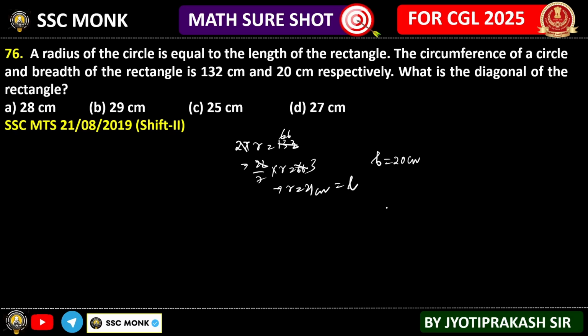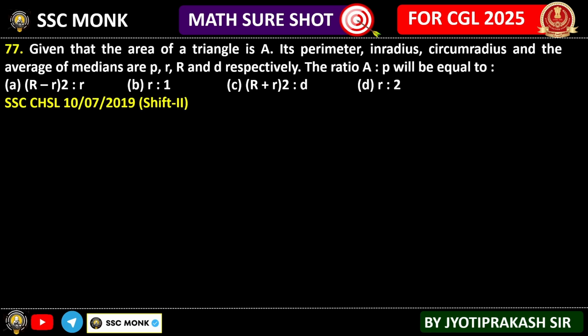So what is the diagonal? Square root of 21 square plus 20 square, that is square root of 841, that is equal to 29 centimeter. Answer option B.